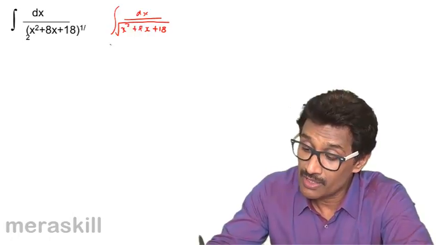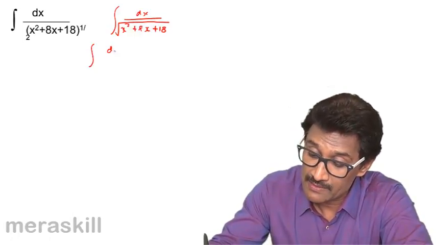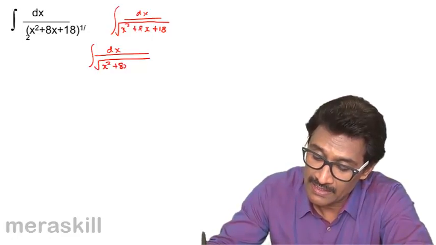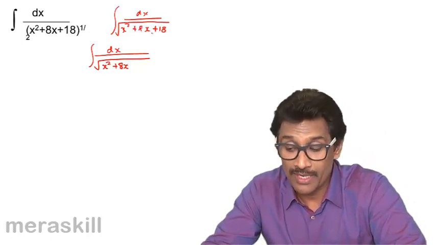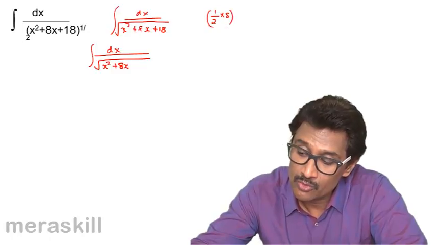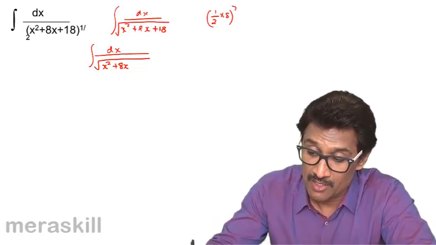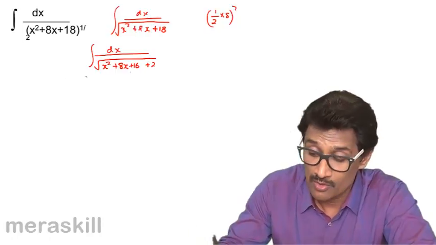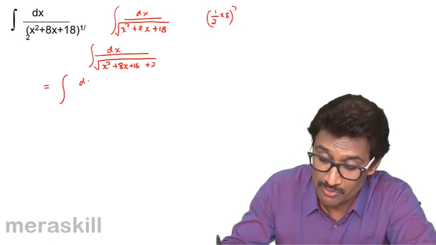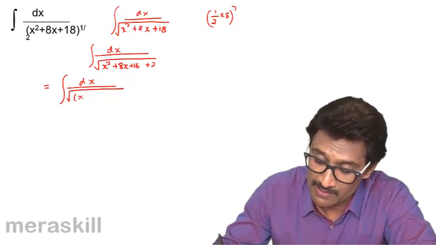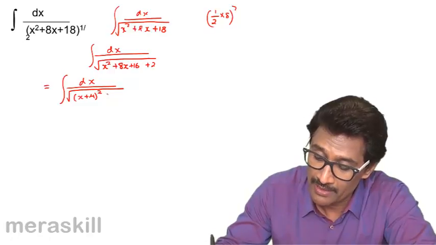So again, now here it is going to be dx upon root x square plus 8x. Here the square term is going to be half the coefficient of 8, half of 8, the whole square, that is 4 square, 16. So there is a 16 already over here, so we take that 16, and the balance left is 2. So we can write this as dx upon, because we have to bring it in the form x square plus a square root, x plus 4 the whole square plus root 2 the whole square.